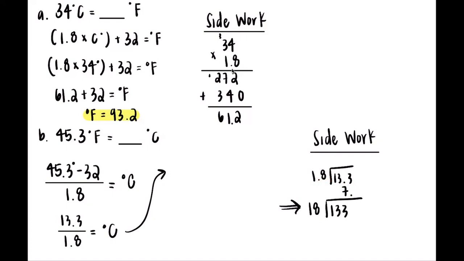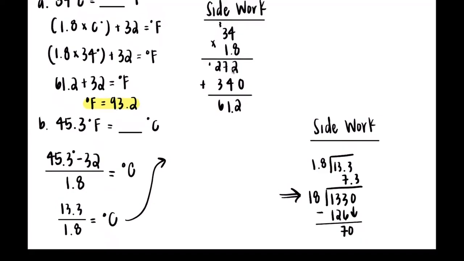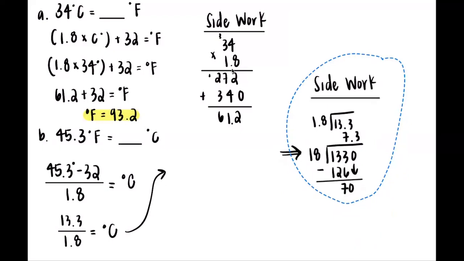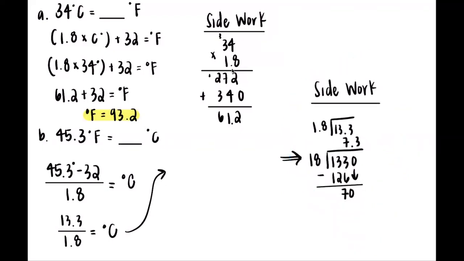And then we can see that 18 times 7 gives us a product of 126. Once we go ahead and subtract 133 minus 126, we get a difference of 7, but since we don't have any numbers to use, we're going to pull down a 0 to help us out, and then we'll have 70, which 18 goes into 3 whole times. 18 times 3 gives a product of 54.